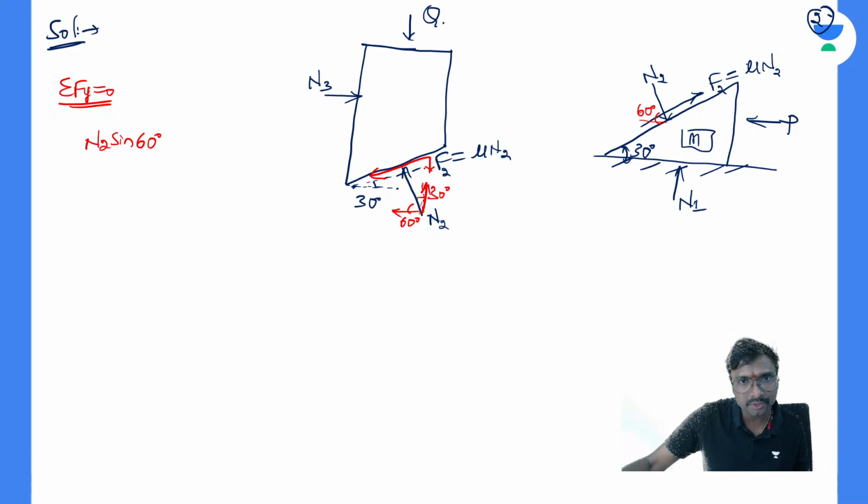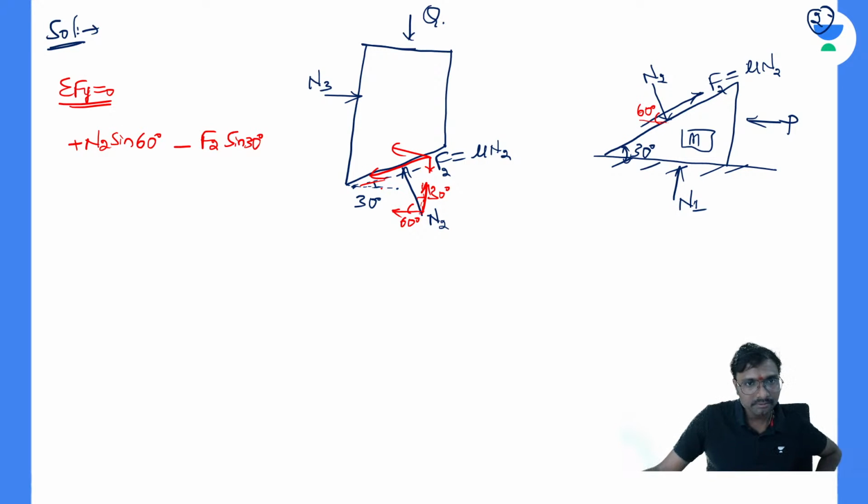For this, if you just observe, the components are like this. It is downward, so this is upward positive and this is downward, which means minus. That is F2 into sin 30, because this angle is your 30. So F2 into this sin 30. This is your 30, and this component is your cosine, and this vertical component is sin 30, right?